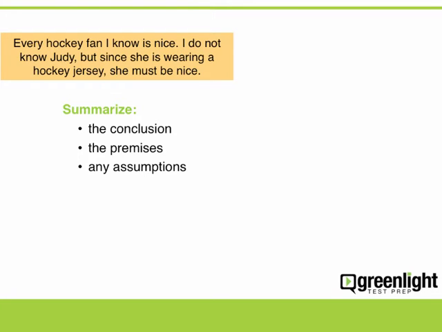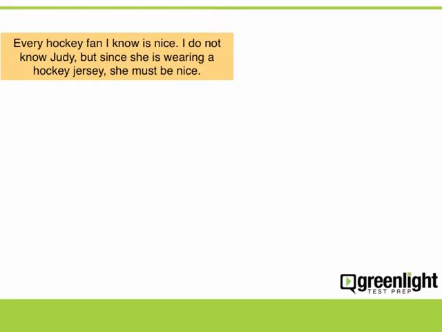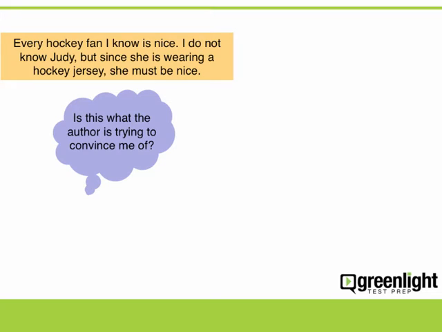Now, since the purpose of any argument is to convince the reader of a particular conclusion, you should always give the conclusion your greatest attention. As such, goal number 1 when reading any argument is to identify the conclusion. As you read an argument, you should ask yourself, is this what the author is trying to convince me of? Now, in this argument, we find the conclusion at the end. The author is trying to convince us that Judy must be nice, so we might summarize the conclusion as follows.